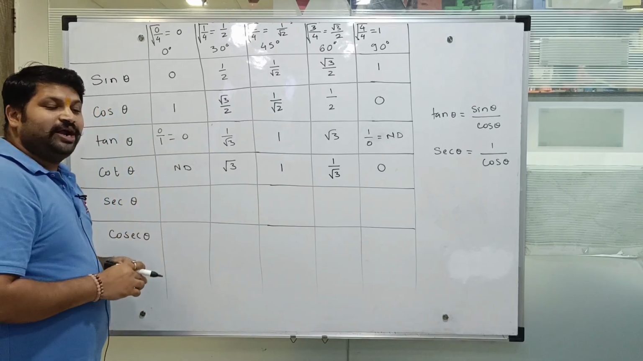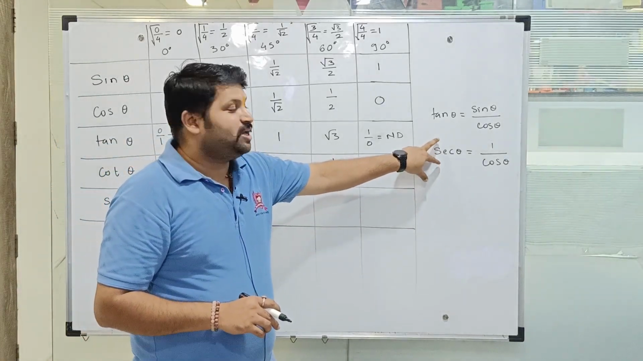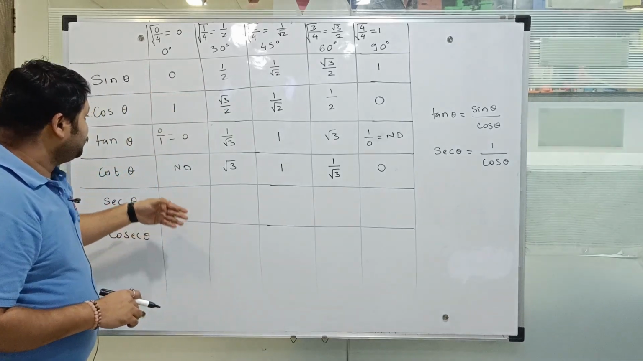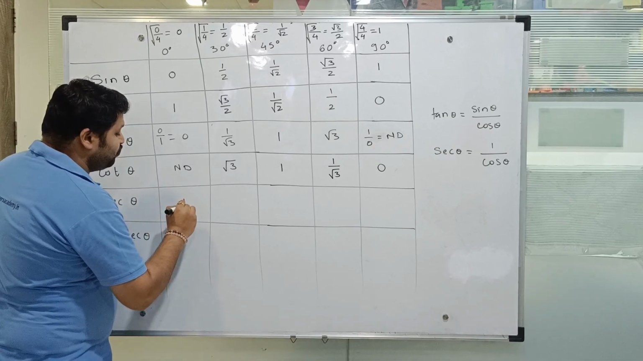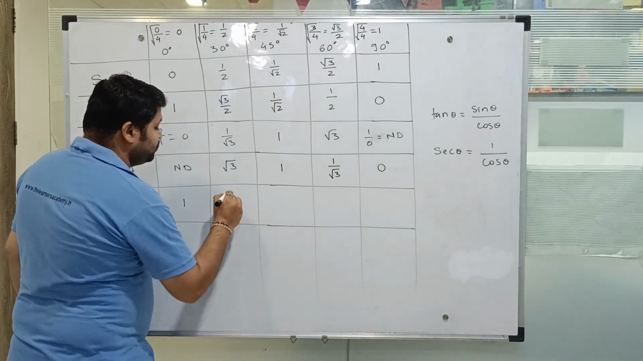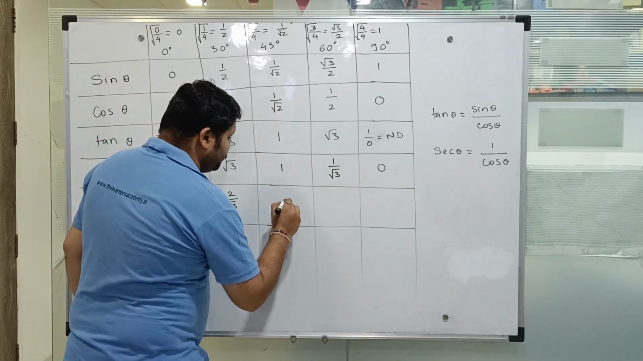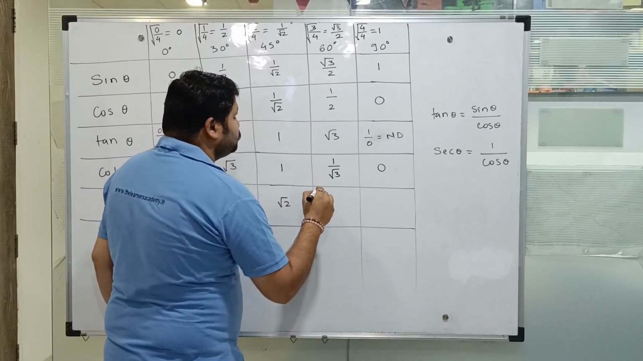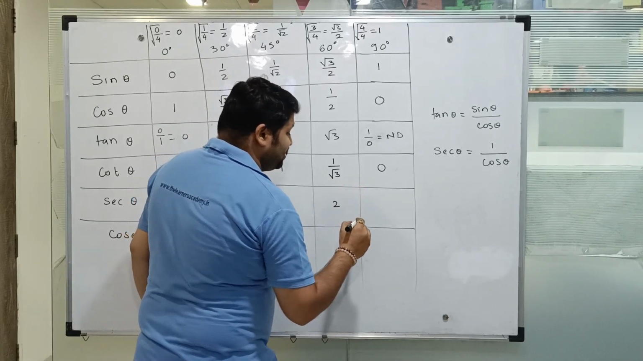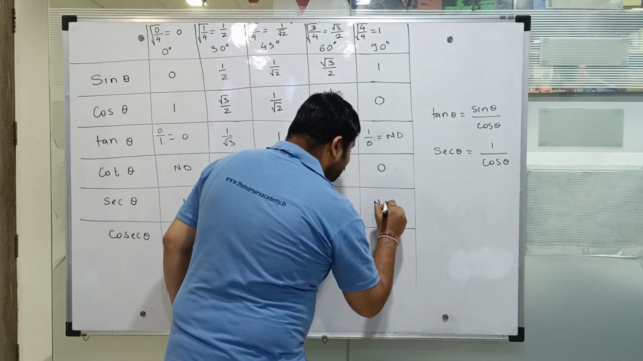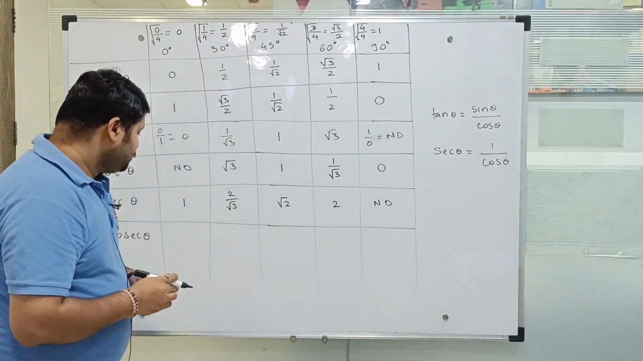Now let's go ahead and talk about the values for sec theta. As we know, sec is the reciprocal of cos theta. So I take cos theta and I take a reciprocal of it. So I end up with cos 0 would be 1, cos 30 would be 2 by root 3, cos 45 would be root 2, cos 60 would be 2, and cos 90 would again be not defined because the reciprocal of 0 is not defined.